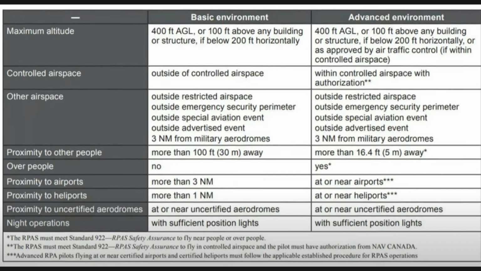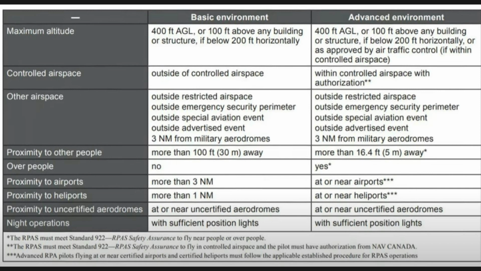As for controlled airspace, you need to fly outside of controlled airspace. When we're looking at other airspace, you need to operate outside of restricted airspace, outside of emergency security perimeters. This includes first responders, outside of special aviation events. So this includes air shows, anything like that. Outside an advertised event, as we do know, advertised events actually require a special flight operation certificate. That means you file a document, basically a 2-page document to Transport Canada, outlining your procedures, standard operating procedures as well. You need to be 3 nautical miles from military aerodromes.